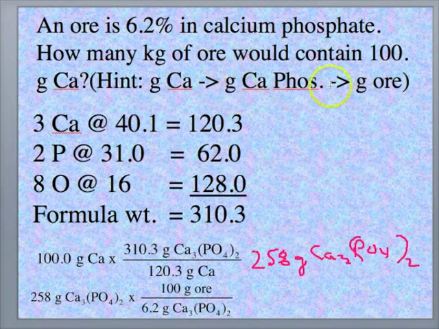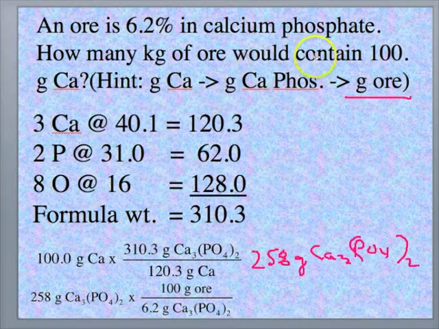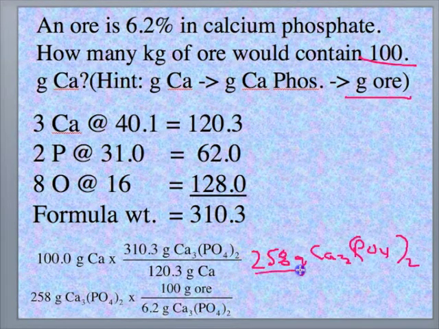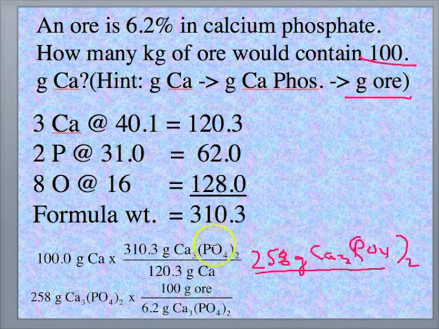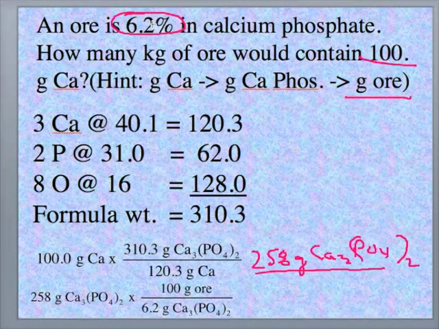It says we want the grams of ore that contain this amount of calcium phosphate, so that this amount of calcium phosphate will contain 100 grams of calcium. So this is halfway done. How do we go from grams of calcium phosphate to grams of ore? Well, that's the 6.2%, isn't it? And being able to translate 6.2% into useful units.